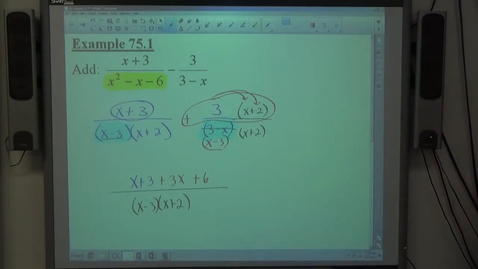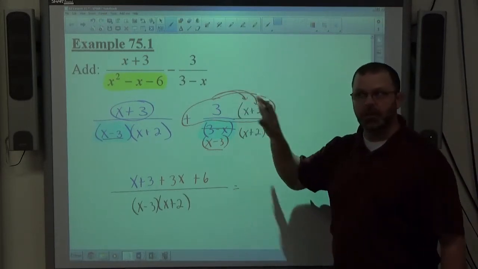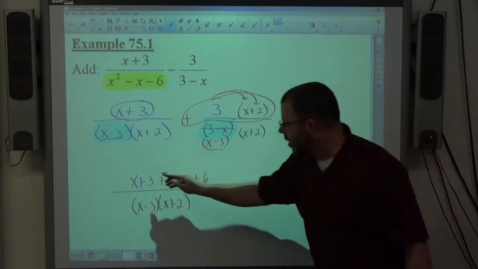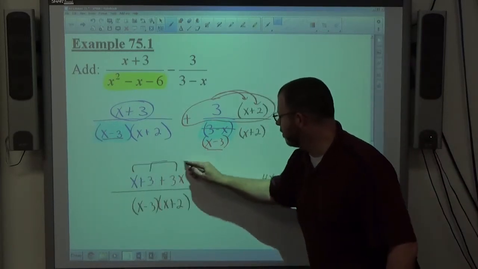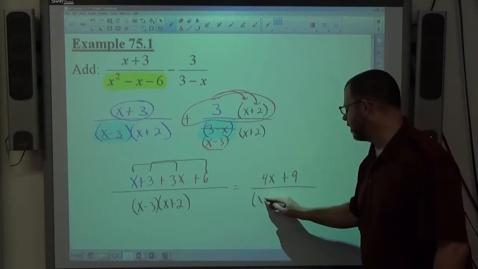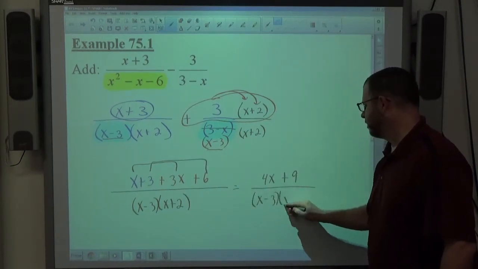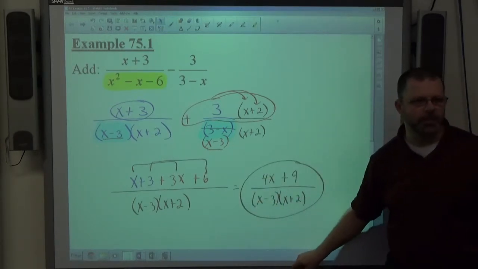The final step of simplification is, if there's like terms, you need to add those together. And that same thing will happen on the test. Again, a problem similar to this type. All right, so x and 3x make 4x. 3 and 6 make 9. All over x minus 3 times x plus 2. And that would be the best answer for that.